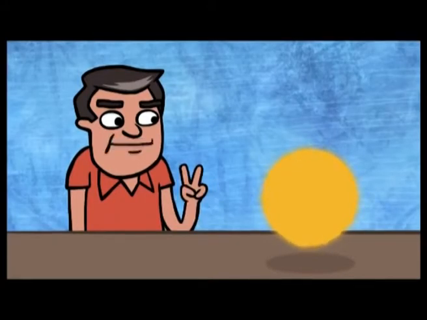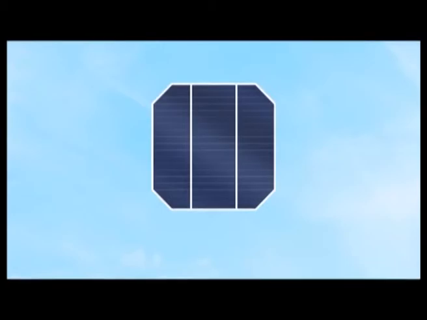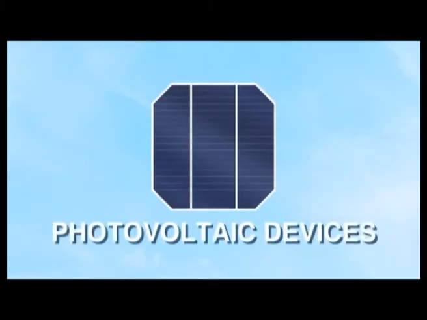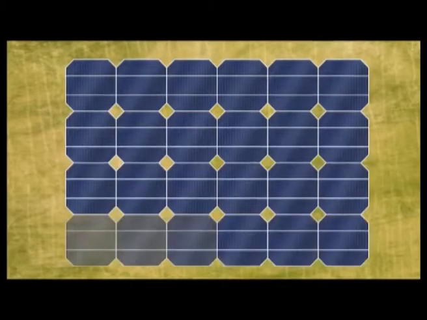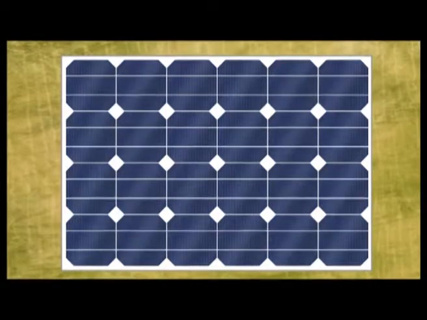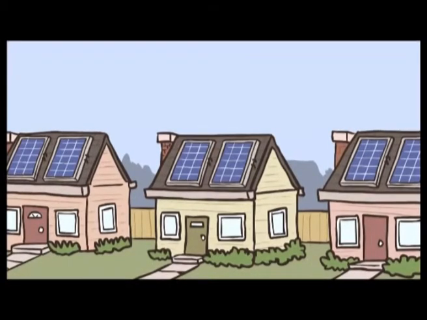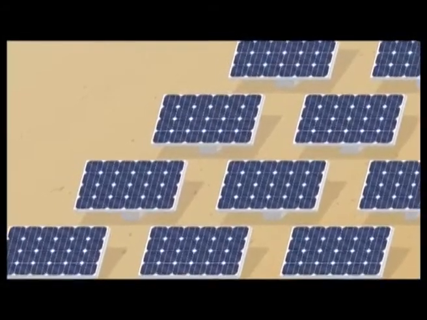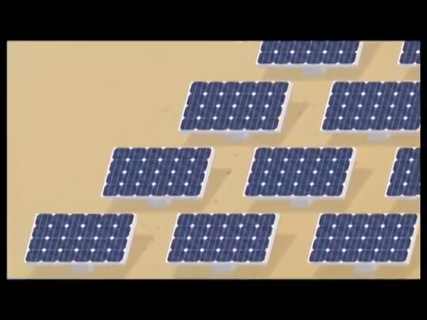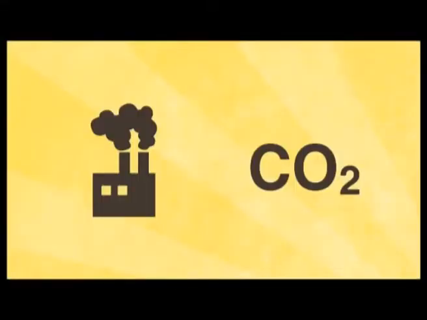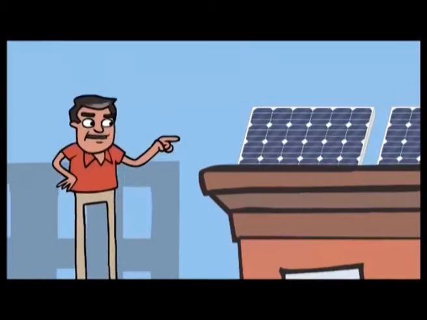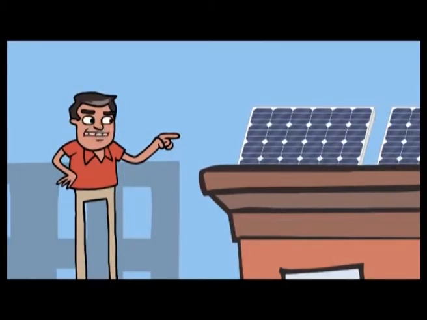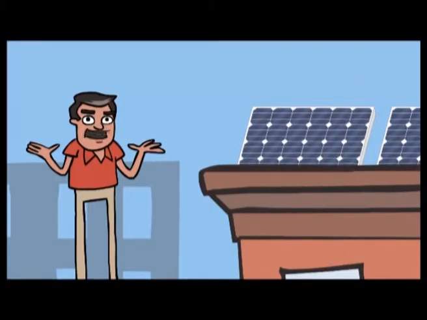There are two ways of capturing the power of the sun. First is photovoltaic devices, more commonly known as solar cells. They change sunlight directly into electricity. These individual cells are joined together to make solar panels. These can be placed on rooftops, in calculators, and even on large-scale fields covering many acres to power cities. Solar energy systems produce no air pollutants or carbon dioxide. And because they can be placed on the top of existing buildings, they do not require extra land for power plants.